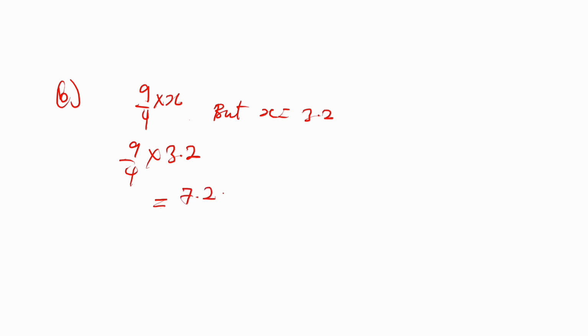And so this is going to be 9 on 4 times x. But then x equals 3.2. And so 9 on 4 times 3.2, and this is going to give us 7.2, and the unit is kilometers because we are talking about distance.